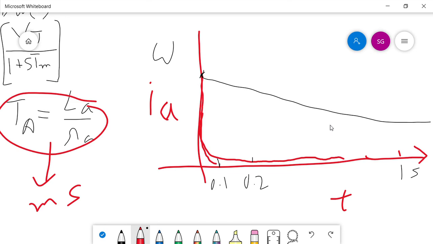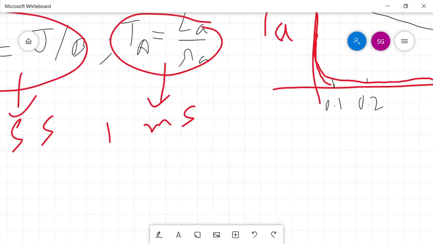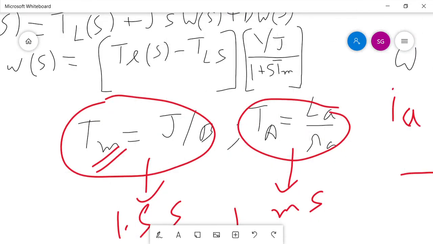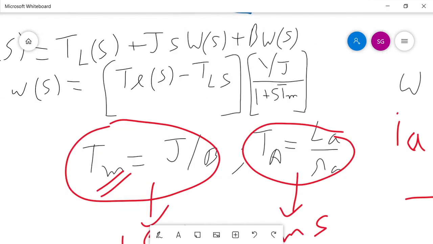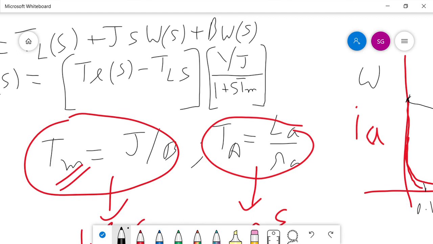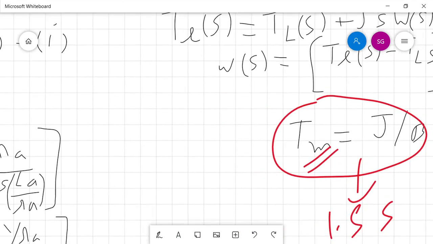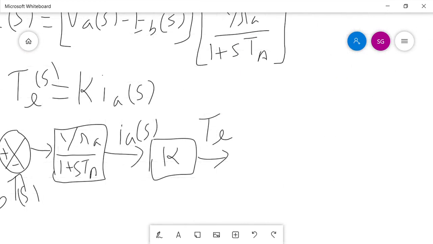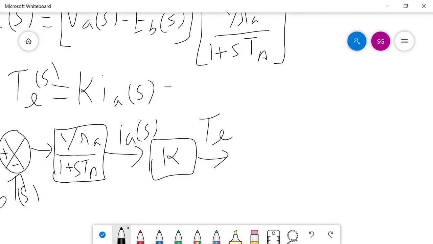Okay, so let us go back onto our block diagram model. We will take this equation to be the third equation, because our second equation was your torque equation. Let me see where it is. So this is your torque equation, so this is your second equation.